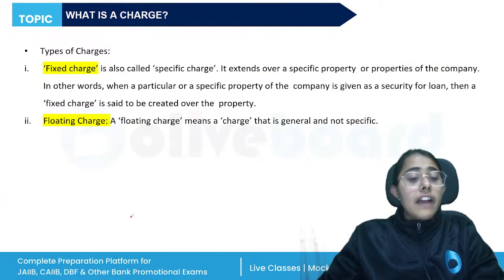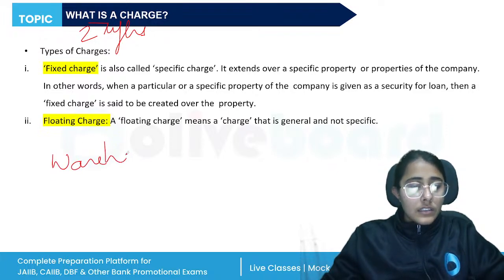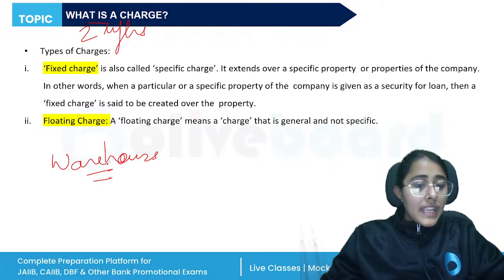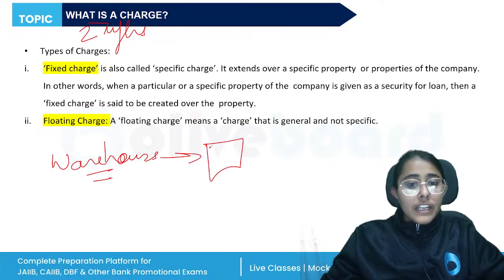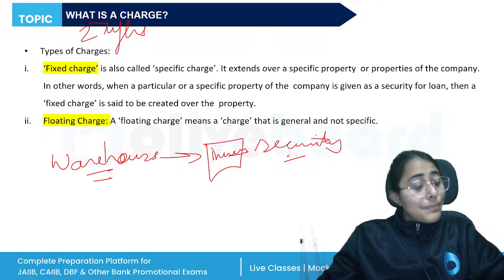Then we have the two types of charges. Let's say a particular company has stored their produce or their goods in a warehouse, and then a part of the warehouse or a part of their total inventory they're keeping as security. So the bank or the creditor is going to have the interest only on the specific property or the properties of the company which are provided as the security.